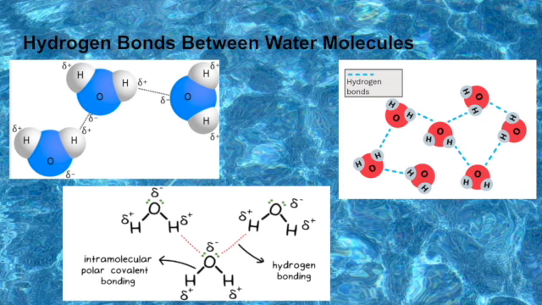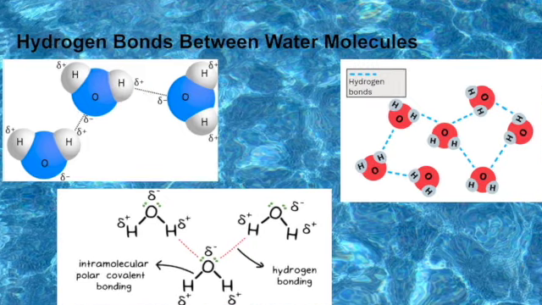However, between different molecules of water, you have hydrogen bonds. So between the hydrogen of one molecule to the oxygen of another molecule, it is hydrogen bonds. So this is how they bond, as you can see in these photos.